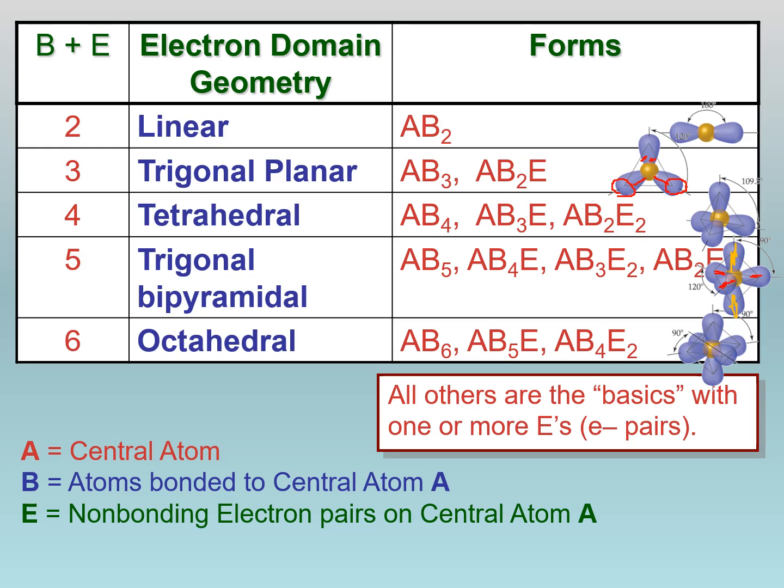Octahedral is the same thing, but you've got 4, 1, 2, 3, 4 going around the center. Those are 90-degree angles, but then because of that, you also have these two, which are also 90-degree angles. So the angle in octahedral will always be 90 degrees. The only one with 2 different angles is trigonal bipyramidal.